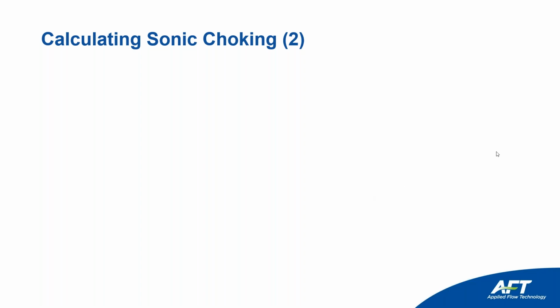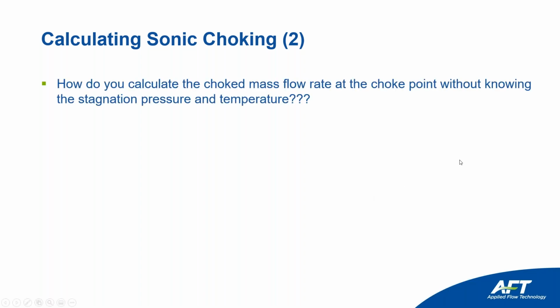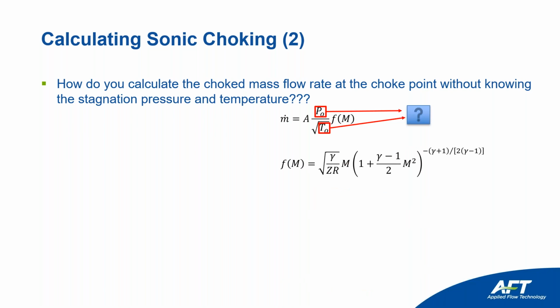All right. So calculating sonic choking. How do you do it when you are trying to calculate the choked mass flow rate at a choke point when you don't know the pressure and temperature? If you don't know the temperature and pressure at a point that you're trying to calculate the mass flow rate, you have to iterate.